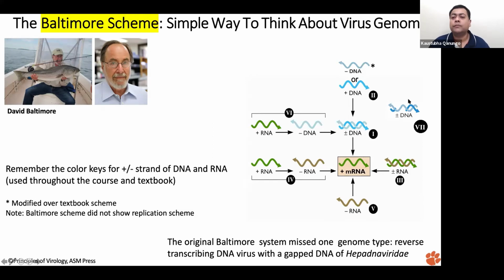The one which Baltimore missed, not missed because this virus was not discovered then, is the gapped DNA. And this gapped DNA may have a reverse transcript. It's a very complex type of replication and transcription. And we are going to talk about that in detail as well. So spend some time to understand that. And we have several slides on this.